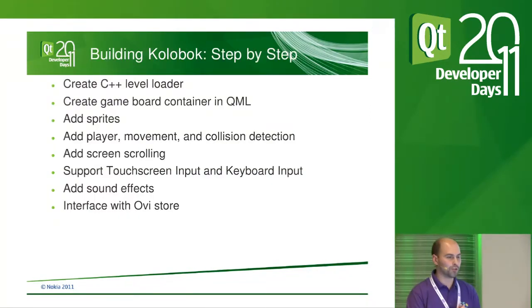So the steps involved, and we'll talk about each one of these, is we needed a level loader, which is actually XML files. And the loader is written in C++. And the loader exports information to QML to build the game board, to decide which sprites go where. We needed to create the background and a canvas, and then add sprites, the logic for player movement, how to use collision detection, and how to scroll the screen. Then adding touchscreen input, keyboard input, adding the sound effects, and finally interfacing with the Ovi store.